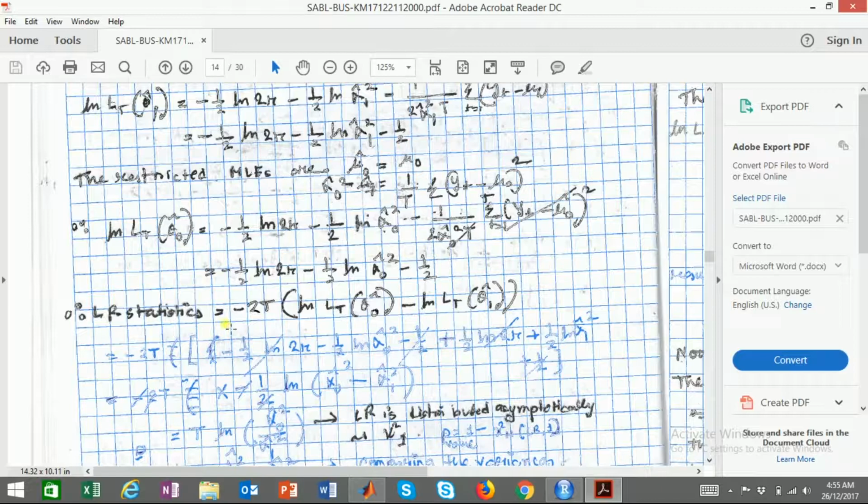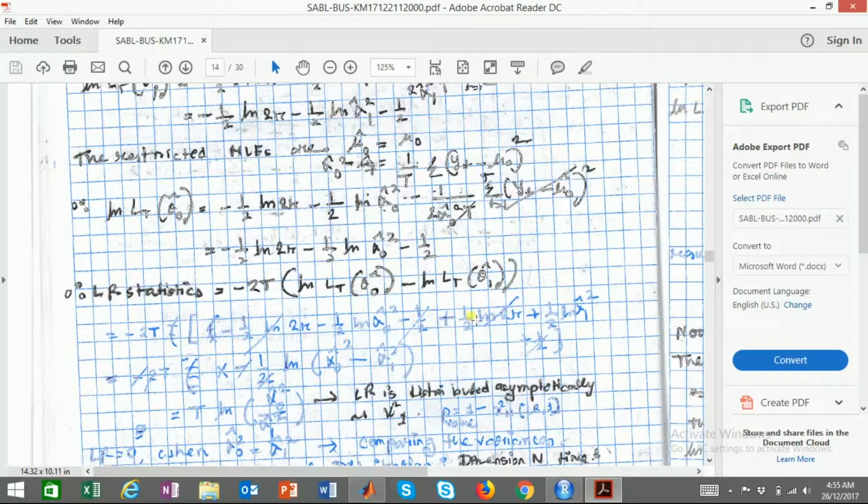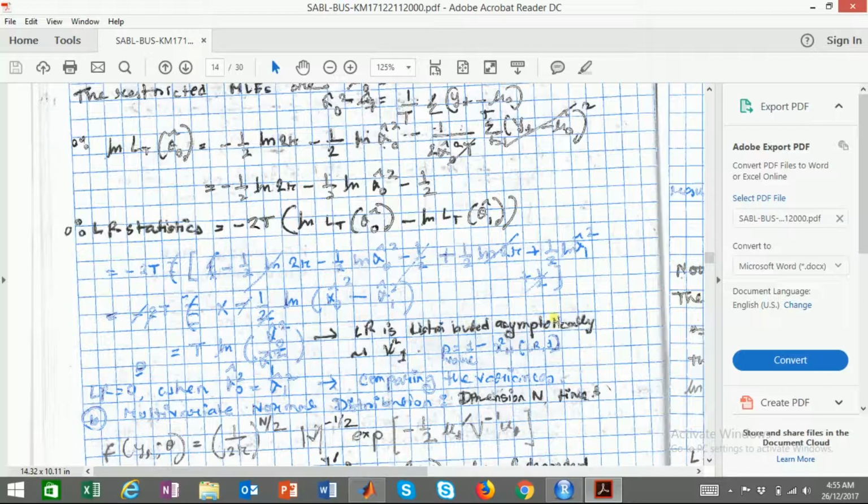The likelihood ratio test is simply this parameter minus this parameter, and as we can see, after doing the math, we are remaining with t log of sigma naught square divided by sigma 1 square. Again, sigma naught is the restricted sigma divided by the unrestricted sigma whole square. So the likelihood ratio test is distributed asymptotically as chi-square 1, where the p-value is 1 minus chi-square.